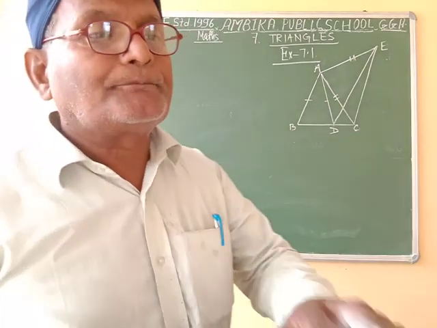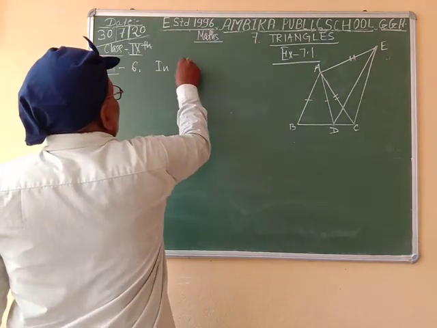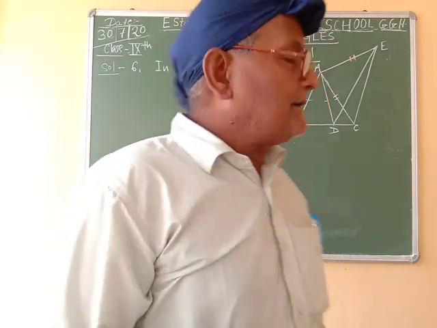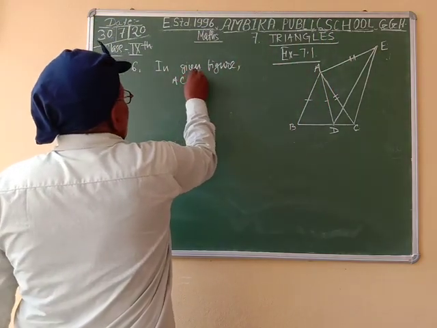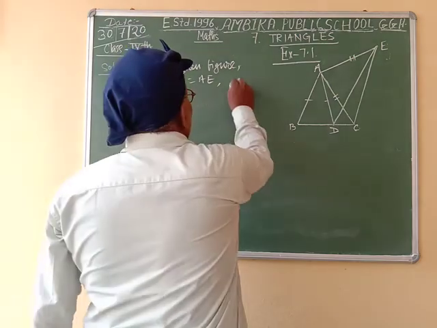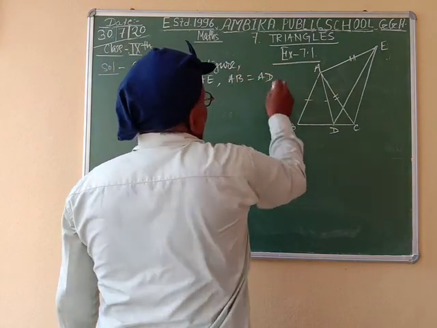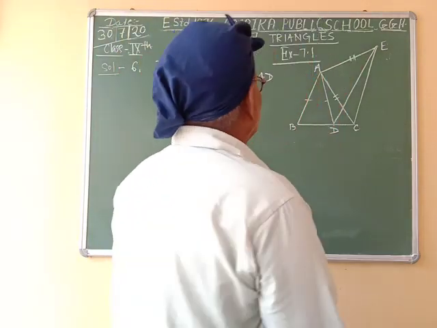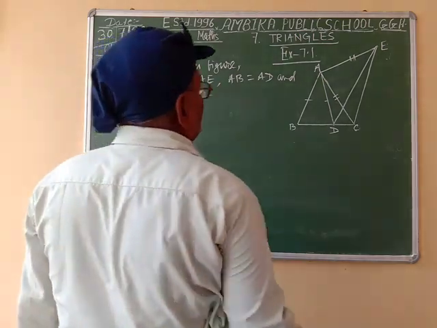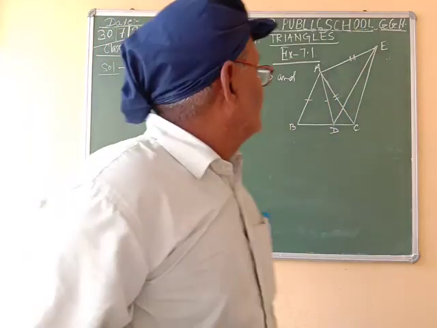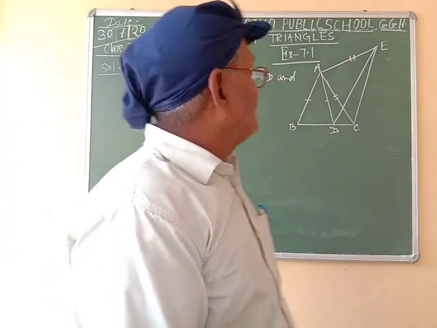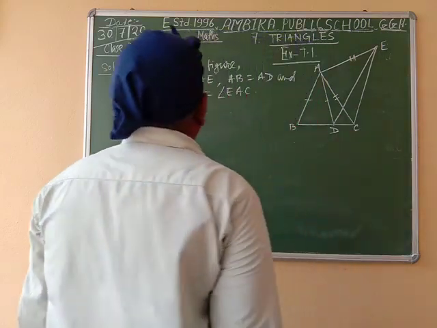In the given figure, we have AC equal to AE, AB equal to AD, and angle BAD equal to angle EAC. We have to show that BC is equal to DE.